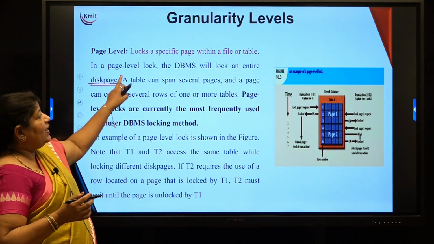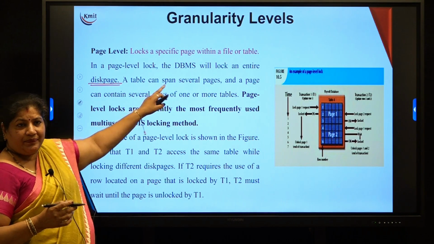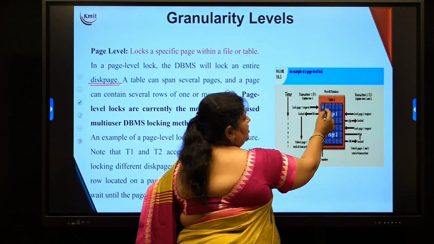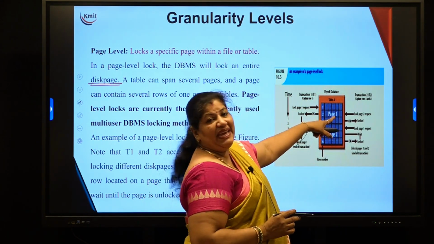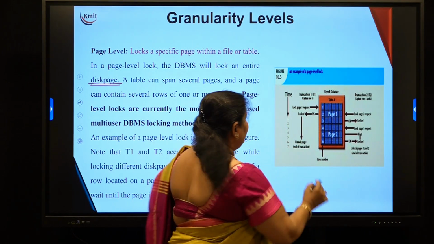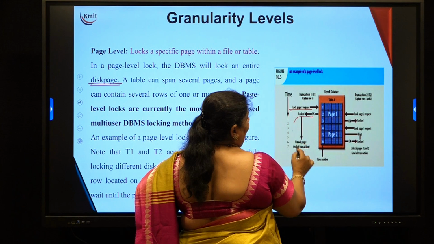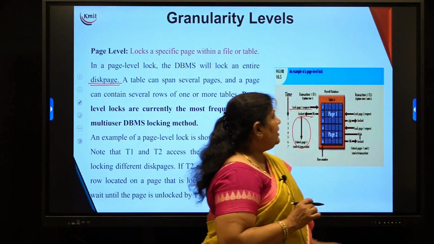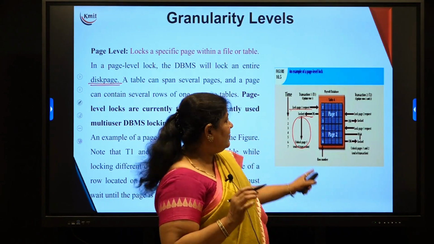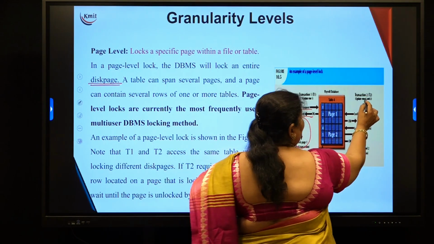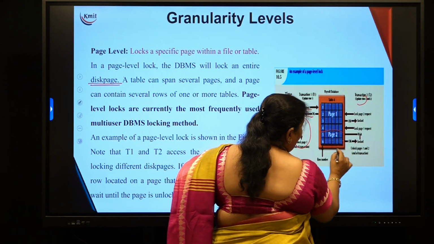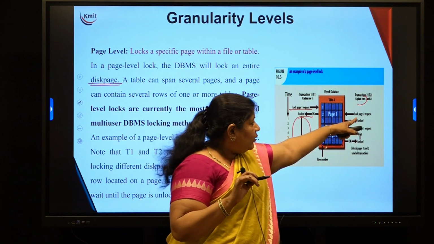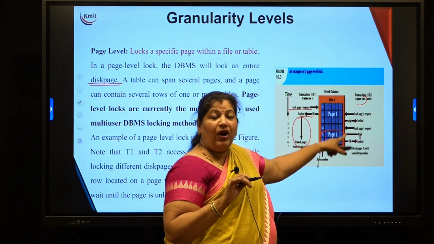Now, when I apply the lock at the page level, look at this. Here transaction T1 wants to access the first row. It is applying the lock on page 1. Now, that lock is granted and it is accessing, interacting, modifying. At the same time, transaction T2 wants to access row 5. As you see, row 5 is in page 2, hence it will be given that access. That lock is granted and it can lock and it can work.